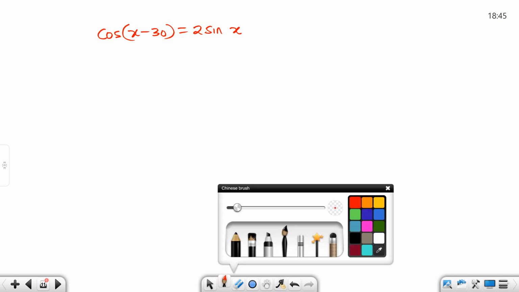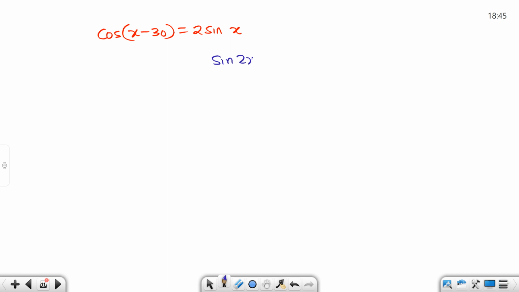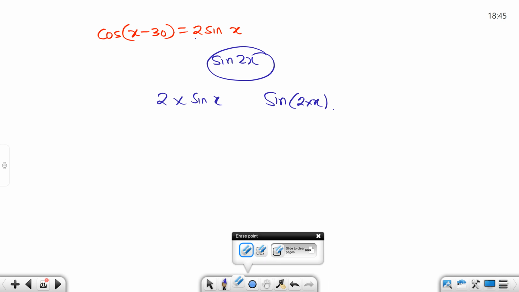So, wait. It's 2 sine x and sine 2x. Isn't it the same thing? No, 2 sine x means 2 times sine x. This one says sine 2 times x. They are different. My teacher once just moved the 2 over.